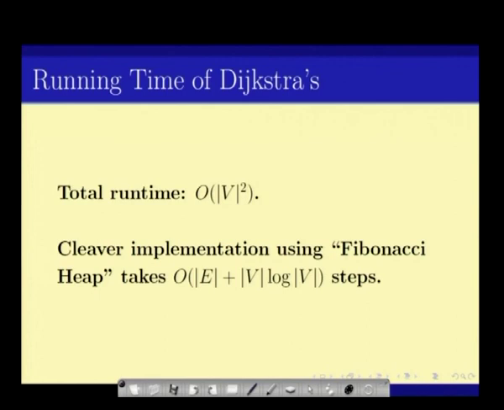Although we have given the runtime of V square, using slightly more clever data structures called Fibonacci heaps, one can get an improvement to order E plus V log V. Note that order E is in general less than V square. So, this is slightly better than order V square, although we will not go into this implementation at all in this series.